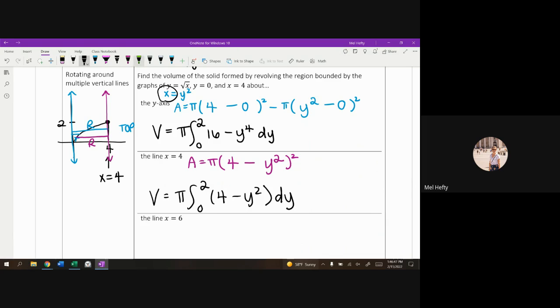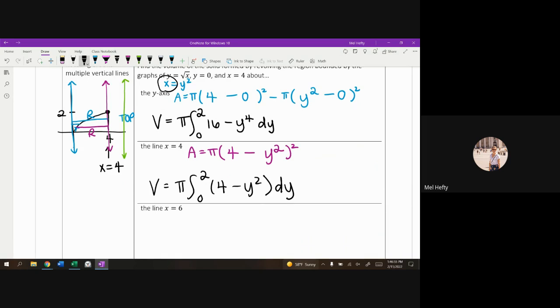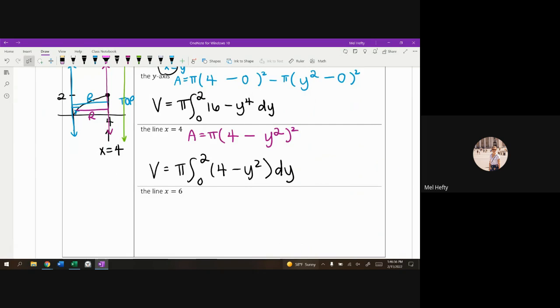All right, let's move this line one more time. x equals 6. Hole or no hole? Hole.